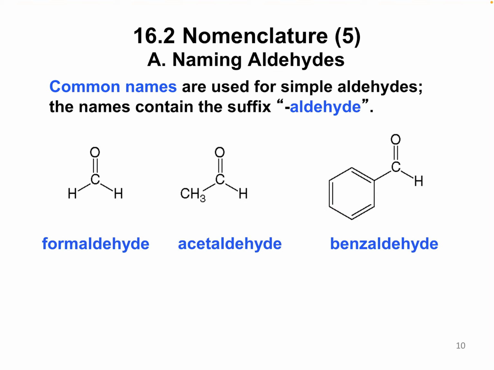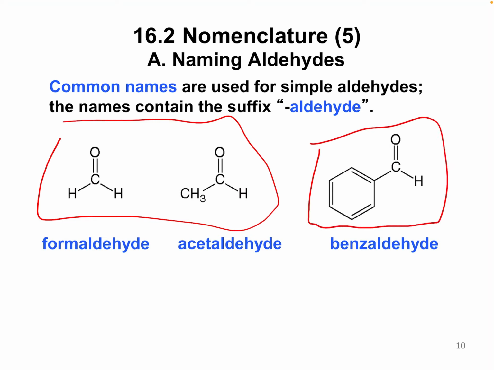So there are common names for a number of very simple aldehydes. You don't need to use either one of these if you don't want to. All right, so formaldehyde and acetaldehyde are common names, but we could name that first one methanal and the second one ethanal, the systematic name. Those are just as common. Now, this is a common name that you really do want to remember.